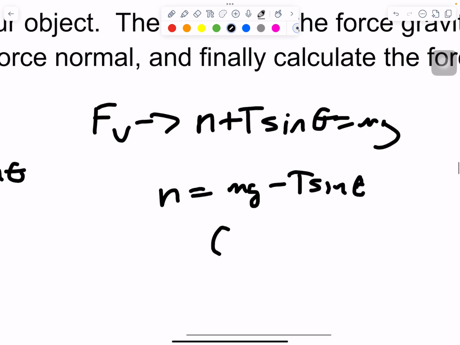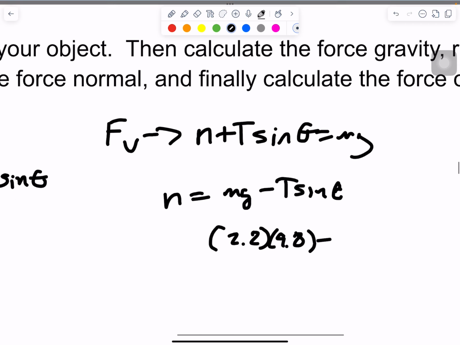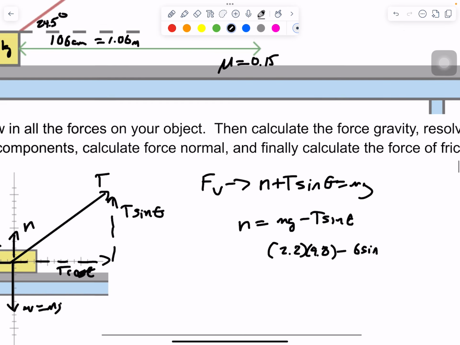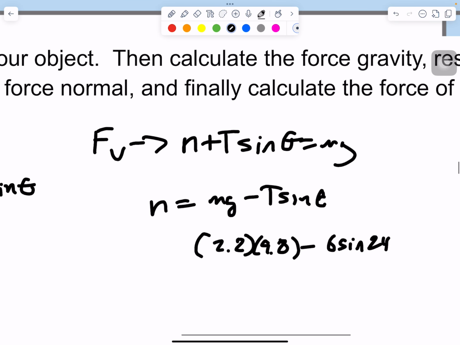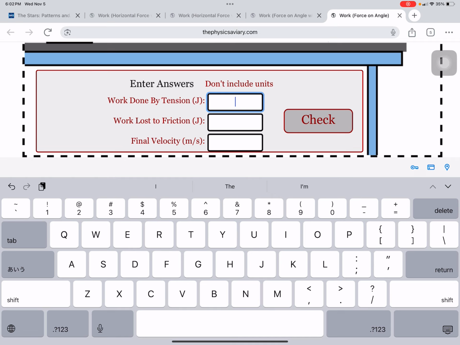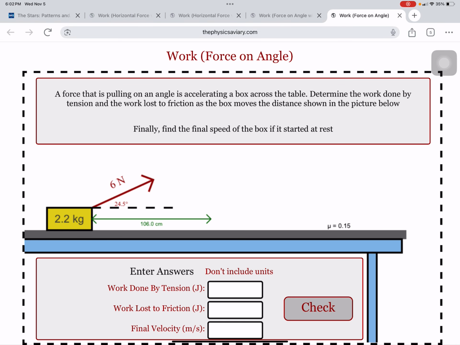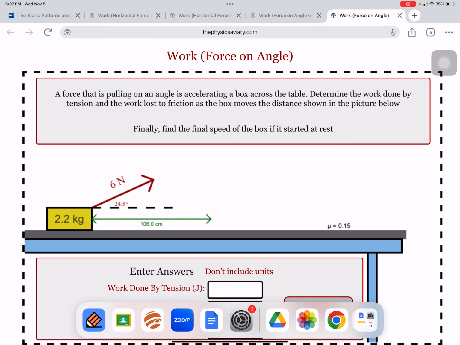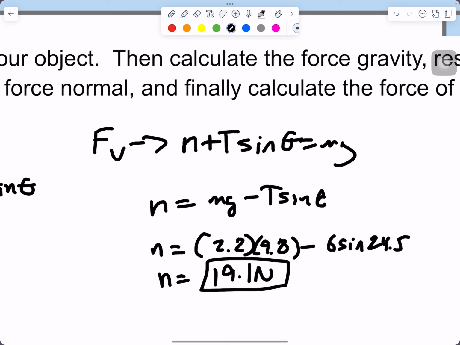You get it. So we're going to go 2.2 times 9.8 minus T, that's 6, sine 24.5. I'm getting about 19.1 newtons. Now, we need the normal force to get friction, but it doesn't look like we have to enter in the normal force like last time. Okay, so now we're looking for the work done by tension.